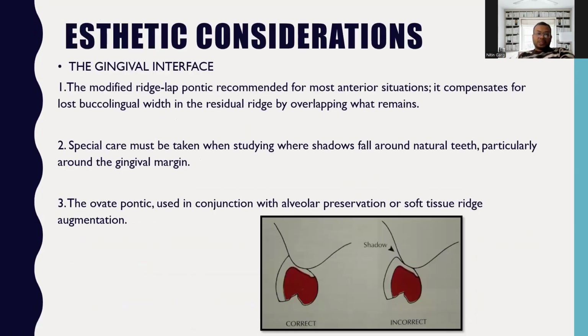Now, coming on to the aesthetic considerations, the gingival interface. The modified ridge lap Pontic is recommended for most anterior situations as it compensates for the lost buccolingual width in the residual ridge by overlapping what remains. Special care must be taken when studying where shadows fall around natural teeth, particularly around the gingival margin. The ovate Pontic should be used in conjunction with alveolar preservation or soft tissue ridge augmentation.